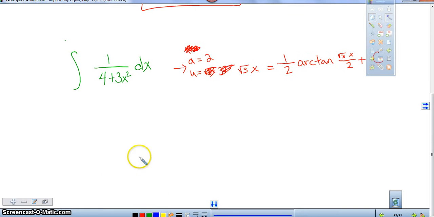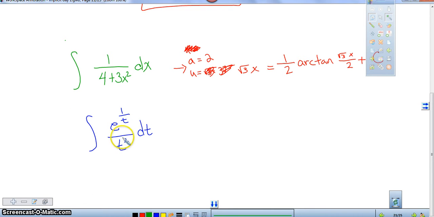Alright, let's look at one more. I'm going to use an e. We haven't done e for a while. So e to the 1 over t power divided by t squared, and since we're using t, that would be a dt.